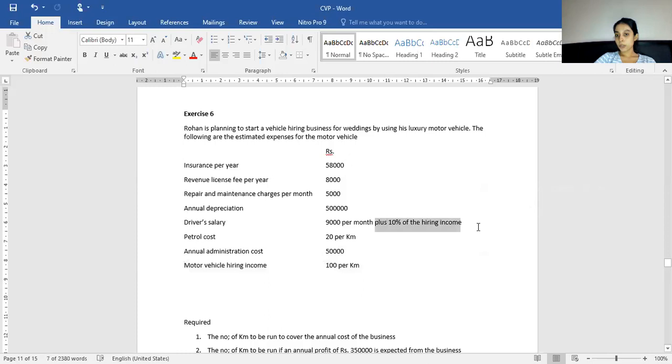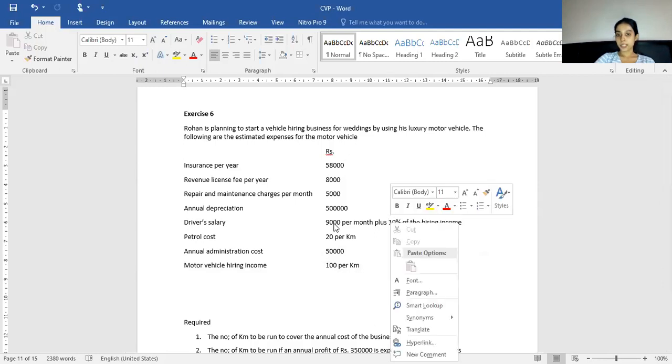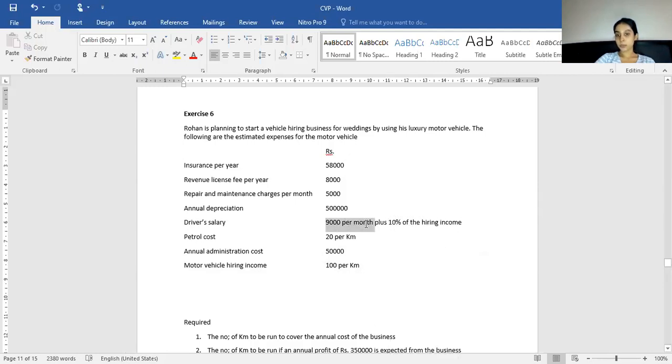So then what can you say about this 10%? This 10% component is a variable component, which will vary depending on the number of kilometers. Okay, so this part is a variable component. But this 9,000 per month, this 9,000 per month means for a year 9,000 into 12. So that component is the fixed component here. This 10% is a varying component based on the number of kilometers traveled. Okay. So this driver's salary is an example of a semi-fixed cost.